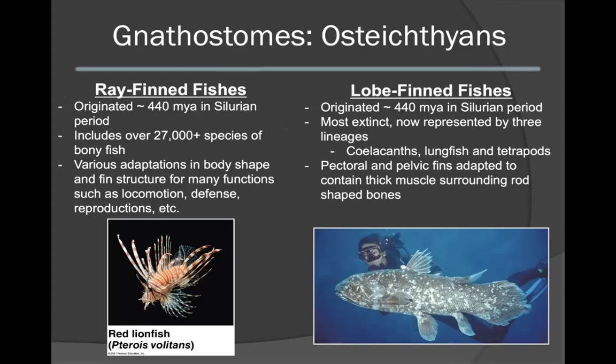Lobefin fishes are now mostly extinct. However, there are three extant lineages, the coelacanth, lungfish, as well as tetrapods. Lobefin fishes are named due to the presence of pectoral and pelvic fins that are adapted to have very thick muscle layers surrounding rod-shaped bones. These eventually led to the evolution of the tetrapod limb.